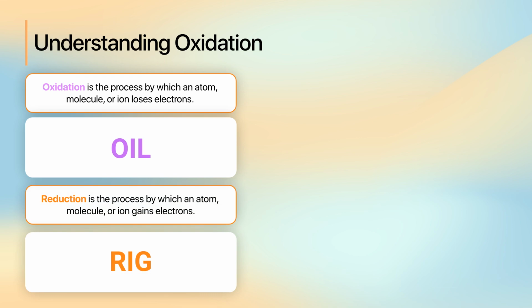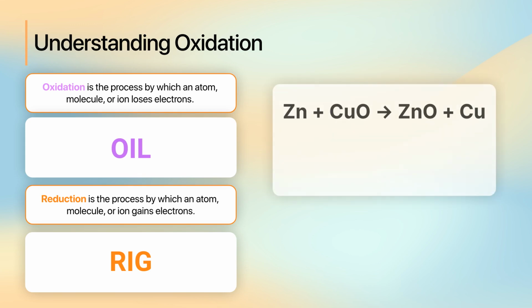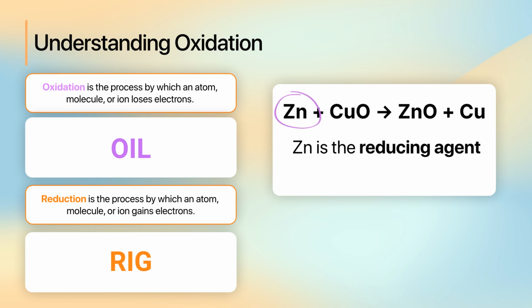We apply these definitions to a chemical reaction between zinc and copper oxide, demonstrating that zinc loses electrons, oxidation, and copper-2 ions gain electrons, reduction. We also identified zinc as the reducing agent, causing reduction by donating electrons, and copper oxide as the oxidizing agent, causing oxidation by accepting electrons.